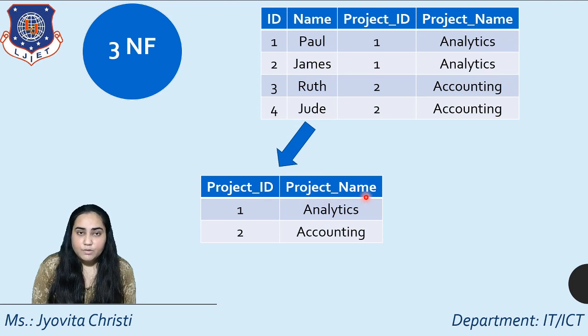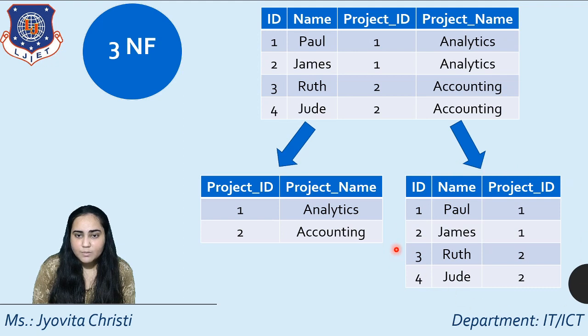So you can see already a lot of redundancy is gone with this itself, because I now have one project name occurring only once, because I'm only going to store it once here. And the second one that I've created is ID, name and project ID. That remains the same from the original table. Now, just removing that column has reduced my redundancy to a good extent.